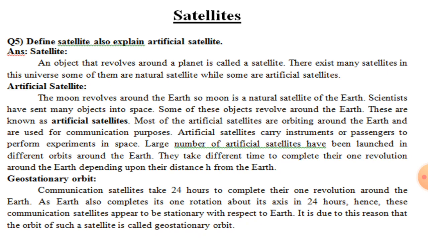Moreover, we have to define a geostationary orbit. What is a geostationary orbit? A geostationary orbit is one in which a communication satellite takes 24 hours to complete one revolution around the earth. As the earth completes its one revolution in 24 hours, these communication satellites appear to be stationary with respect to the earth.